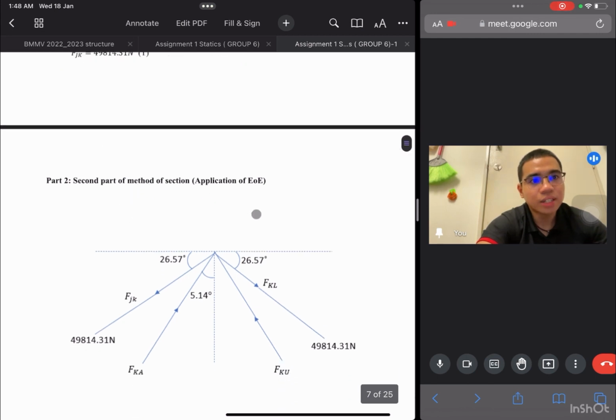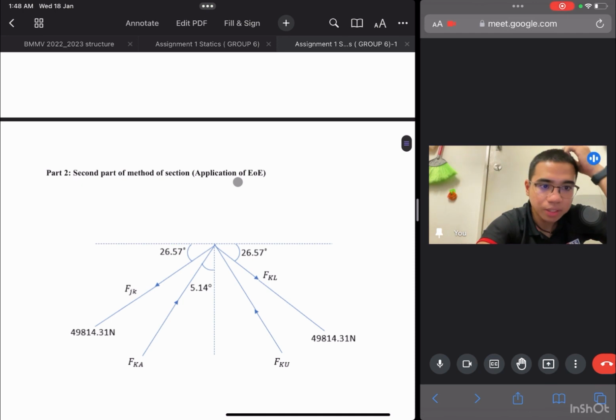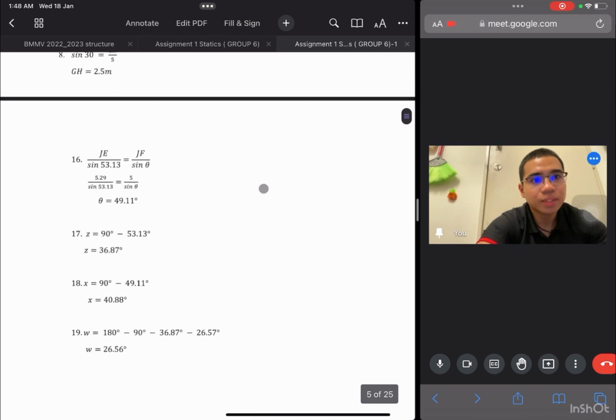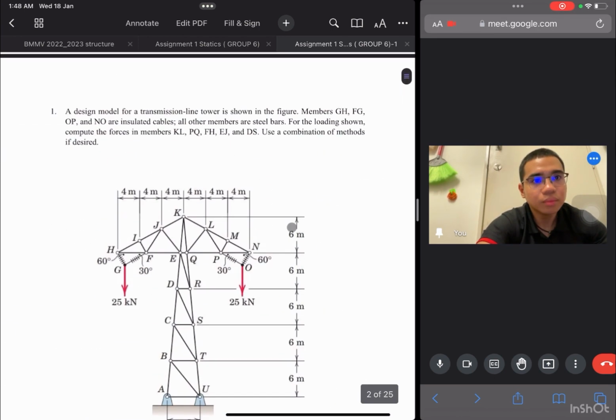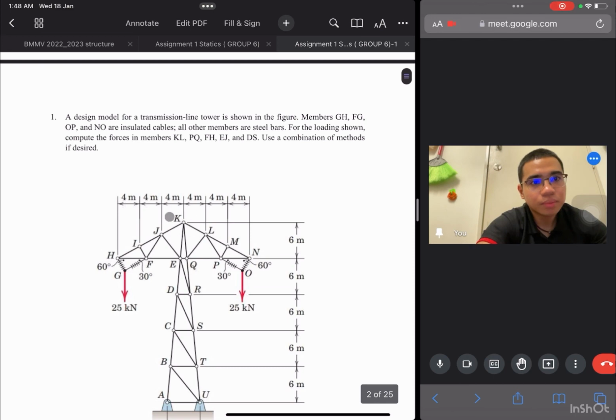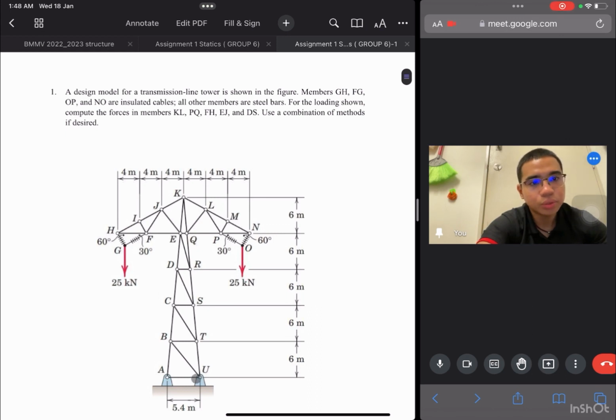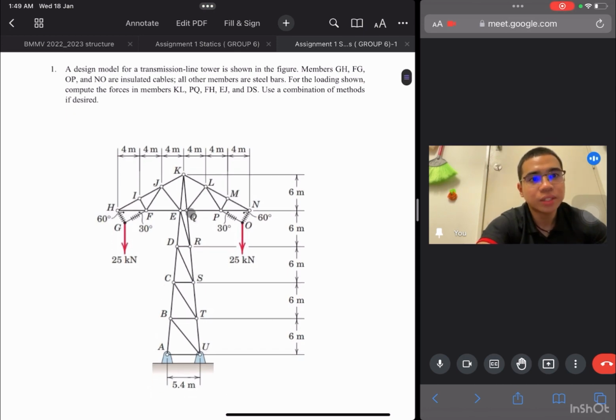This is the second part of the method of section. And by using application of equation of equilibrium, this section is actually from, I cut it from here, this upper part. Since we already have JK, JK will be equal to KL since both sides are symmetrical. So with these two forces, we can actually find the force K to A and K to U. Since this is a single straight line, all these members in a straight line will have equal magnitude of force.